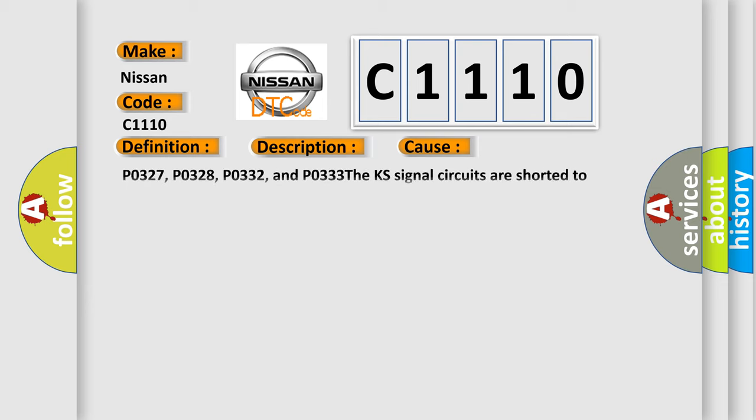This diagnostic error occurs most often in these cases: P0327, P0328, P0332, and P0333. The KS signal circuits are shorted to voltage or ground.